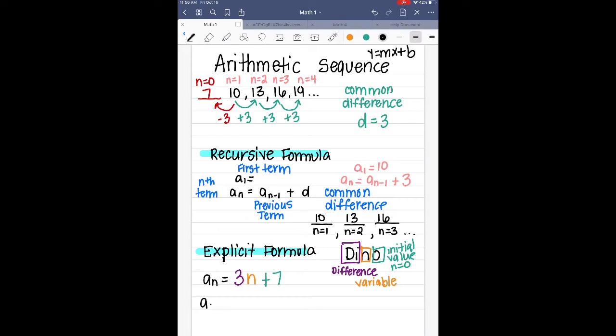So let's say that I want to find the 100 term. So I want to find a sub 100. Well, all I have to do is plug in. If n represents 100, then all I have to do is plug in 100 for n. So 3 times 100 plus 7 is going to equal 307. So the 100 term has a value of 307.